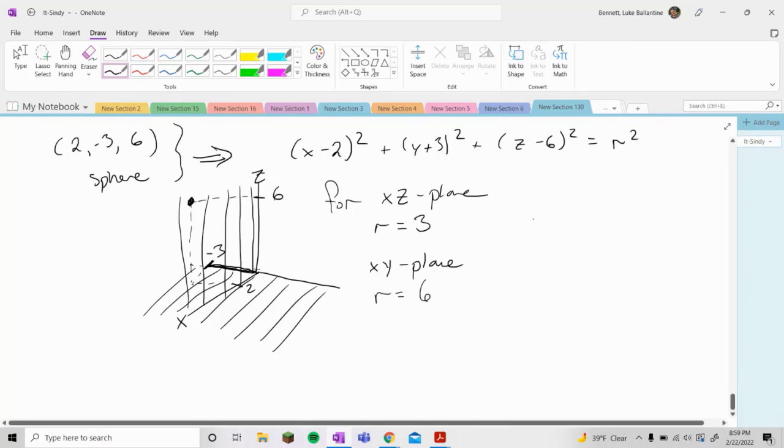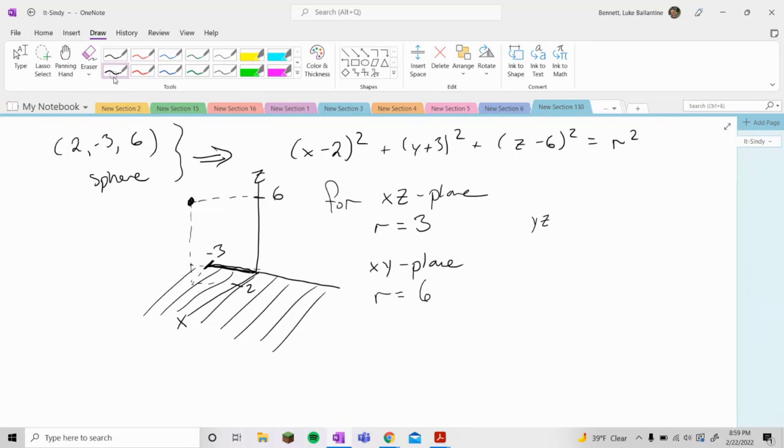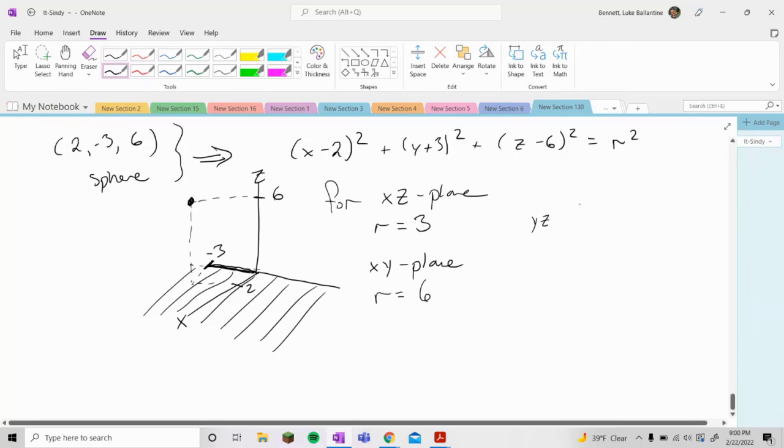And then for the yz plane, that would be 2. Yeah, it would be 2. That's when x is 0. Yeah, perfect. R would be 2. And so you could just plug in these r values and answer them separately or whatever.